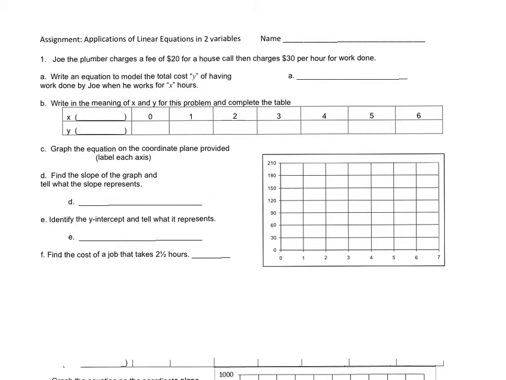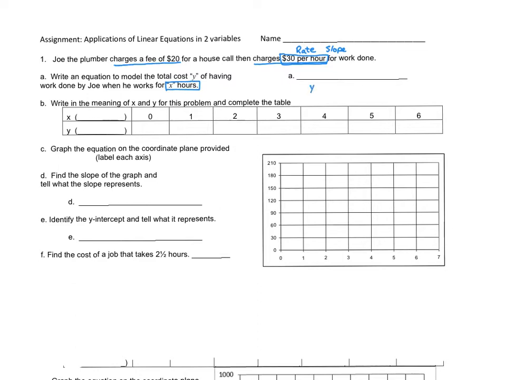Because in each one of these, for the first two problems, we had a beginning charge. On this one, $20 for a house call. And then we had a rate. See, the $30 per hour, that is our rate that he's charging us, and that is the slope. $30 per hour has to be multiplied by the number of hours to get the total cost, which means if we have X hours, then we're going to have 30X.